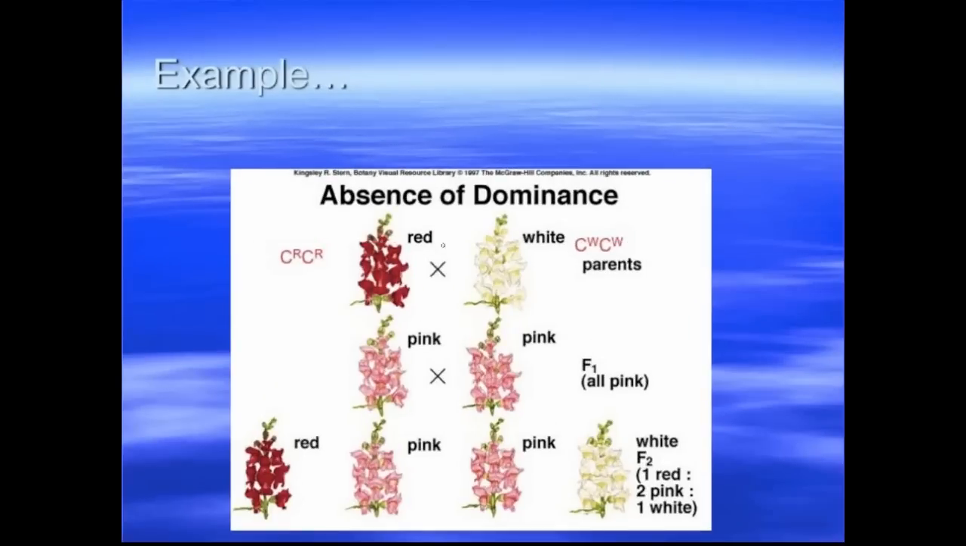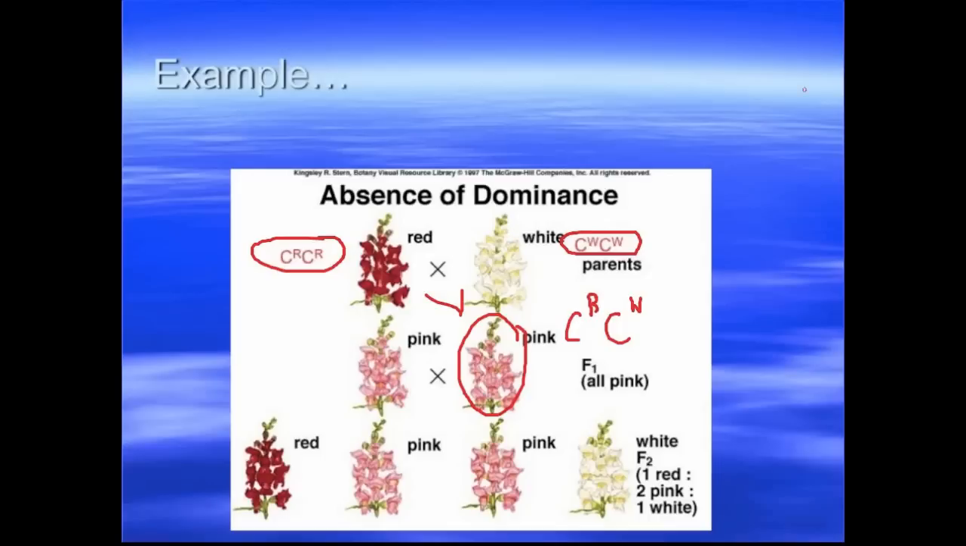So here's a perfect example of incomplete dominance. We have a red plant that is coded for by CR, the alleles, and we have a white plant whose alleles are CW. And when we cross those, we get 100% CRCW. And you can see that what we get phenotypically is a pink plant, which is a cross between a white and a red. And the traits do blend.